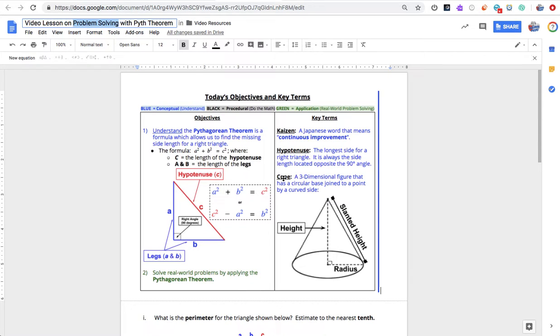When we talk about a cone, we're talking about this shape here, a 3D figure that has a circular base, and the whole figure comes up to a point at the top. The distance halfway across a circle is called a radius, and when we have a cone, we differentiate between the height, the distance from the middle of the circle to the top of the cone, from the slanted height, the distance from the top of the cone to the edge on the bottom of the cone.